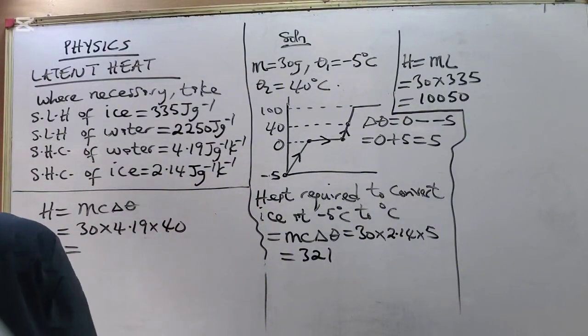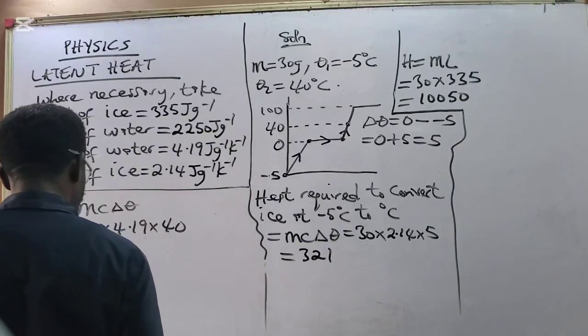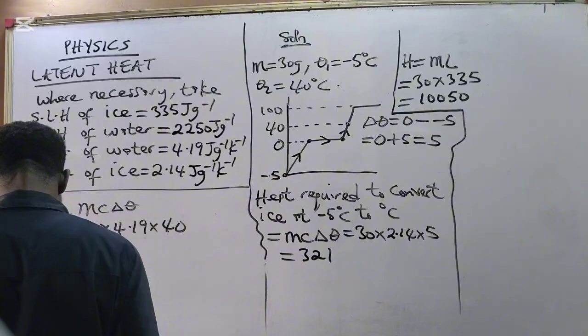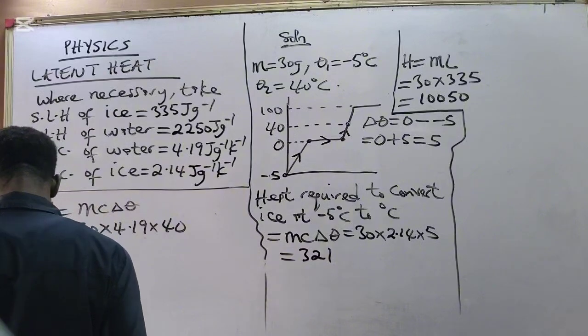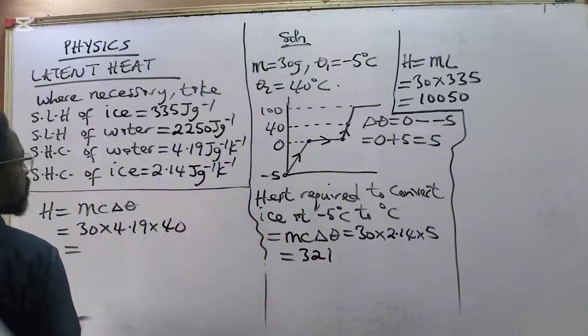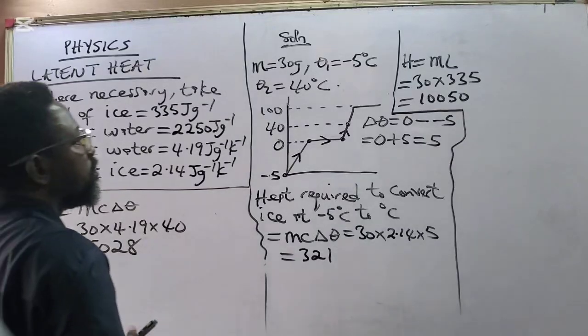So now let's do that multiplication. We have 30 times 4.19 times 40. 30 times 4.19 times 40 is 5028.